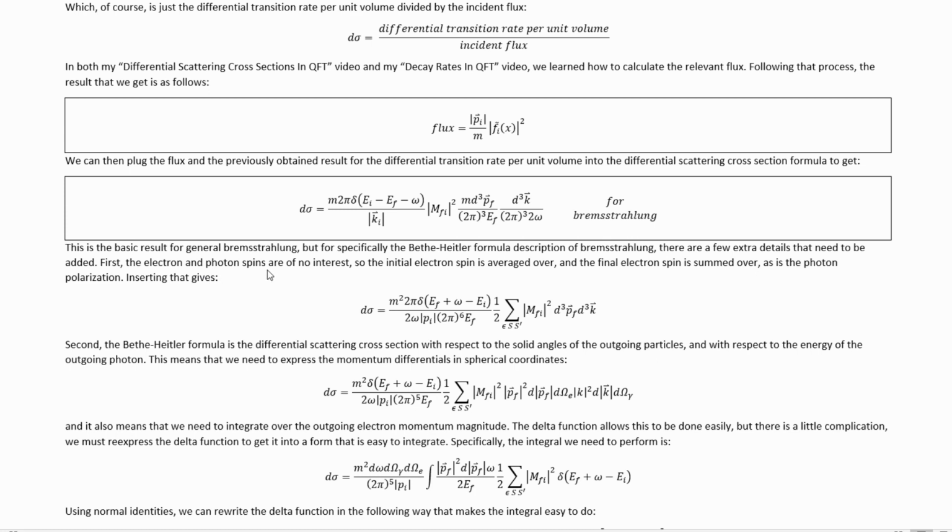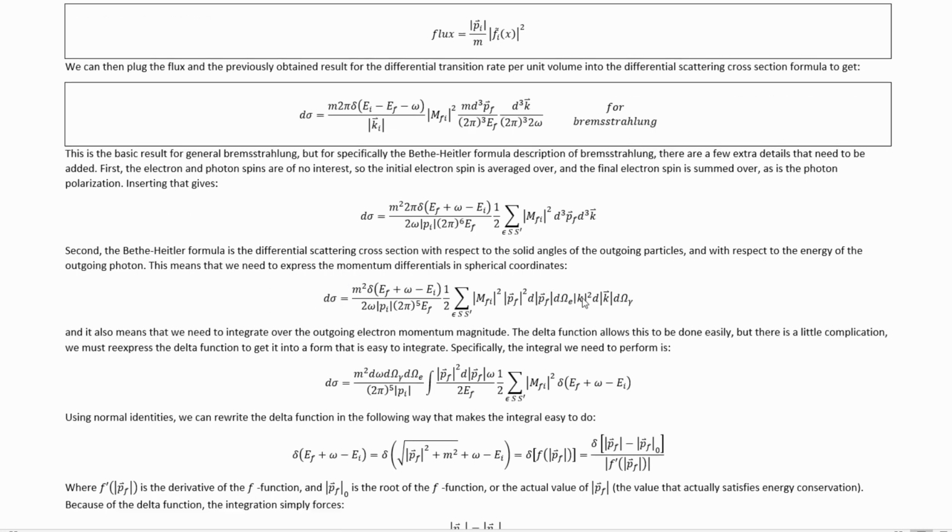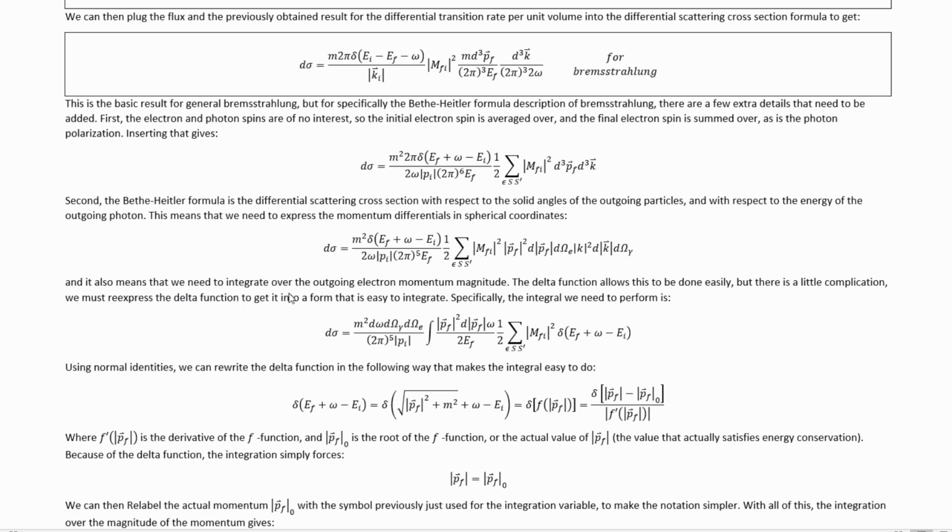First, the electron and photon spins are of no interest, so the initial electron spin is averaged over and the final electron spin is summed over, as is the photon polarization. Inserting this gets us to here. Second, the Bethe-Heitler formula is the differential scattering cross-section with respect to the solid angles of the outgoing particles and with respect to the energy of the outgoing photon. This means that we need to express the momentum differentials in spherical coordinates, getting us here, and it also means that we need to integrate over the outgoing electron momentum magnitude.